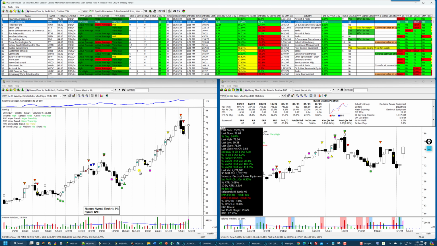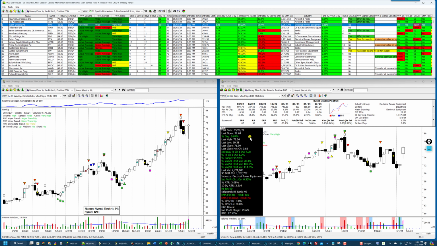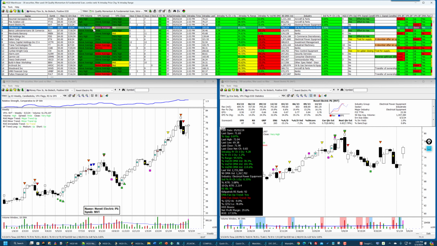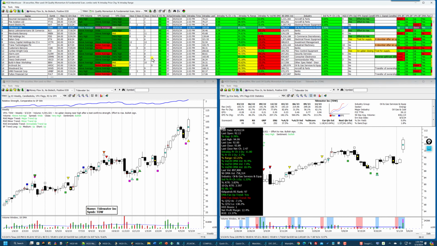Now look at this nice weekly trend on this stock. Started around the 48 level and now it's trading at around 76. Let's do one more. Tidewater. This reported earnings today also. You can see the net profit's 12.4 and the ROE is 13.7.